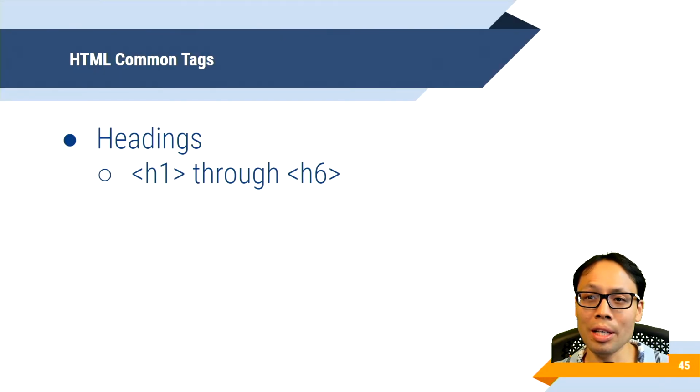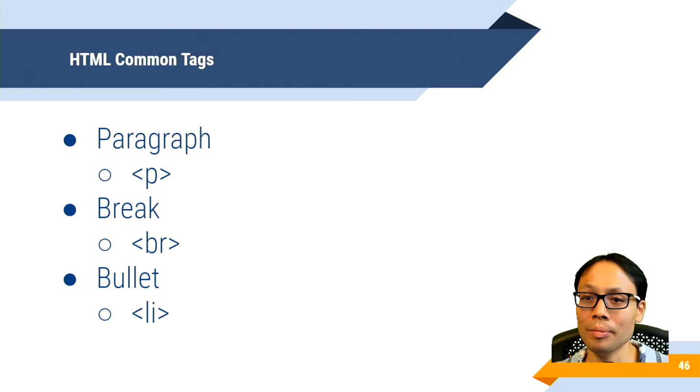Alright, some other common HTML tags are the H1 through H6, and that just specifies how big your heading can be. Some other common HTML tags are, if you want a new paragraph, it would be a P tag. Break, which just skips a line, is the BR tag, and a bullet is LI.